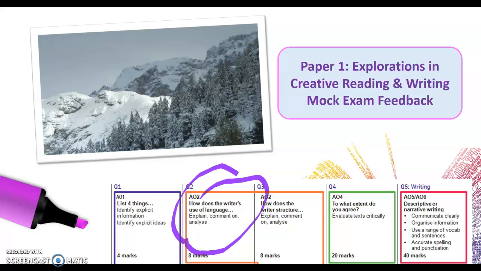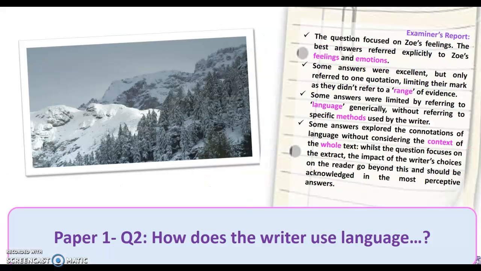So this is the 8-mark question that asks you how the writer uses language. And again, the examiner's report, so this is based on feedback from your papers, the patterns that we noticed when we marked them. So firstly, the question focused on Zoe's feelings and how language was being used to show those. The best answers referred to Zoe's feelings. Some people didn't mention her feelings at all. They just talked about language being used.